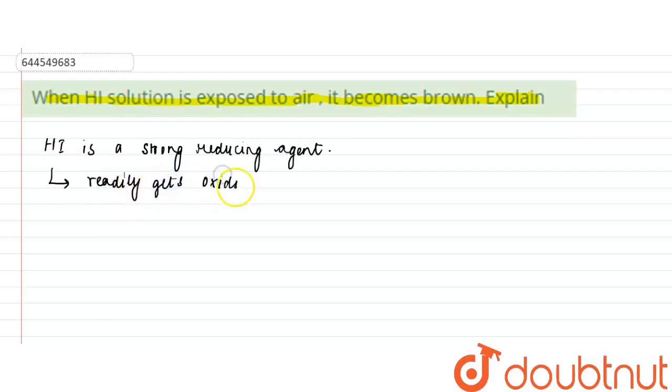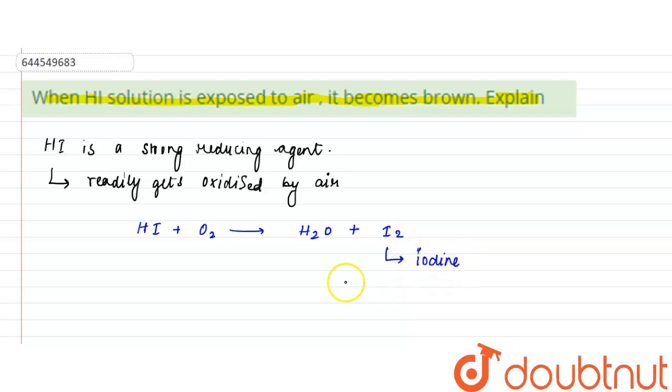And what is the reaction? The reaction is that when you treat HI with oxygen O2, you get the formation of H2O plus I2. Now this iodine, this is iodine, right? Now if you balance the equation, there will be 4HI and 2H2O, 2I2. Now you can see the equation is completely balanced.